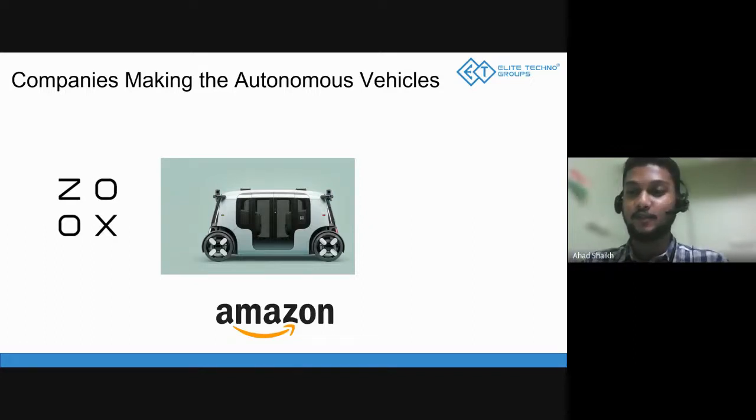Nowadays we use the Ola Uber app to call the driver, and sometimes they deny. Such things happen. But when we have robot taxis, they won't deny. I guess they will come directly on our demand, pick us up and drop us at our destination.